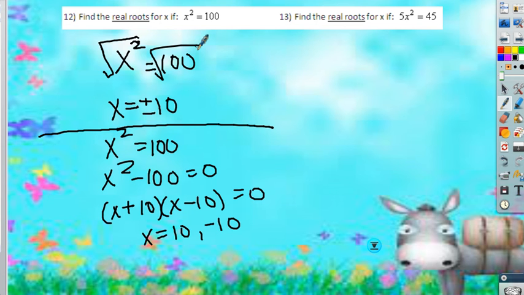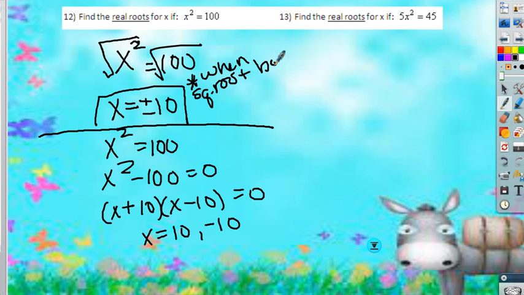So when you square root 100, I'm asking what numbers multiply by itself to give you 100. That would be positive 10 or negative 10. So I might write a note right here for myself. When square rooting both sides, don't forget the plus or minus. Okay?